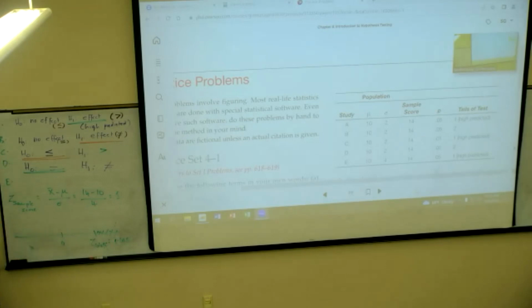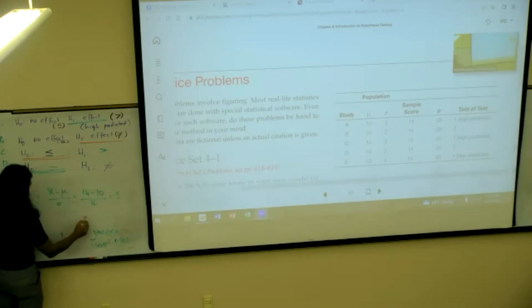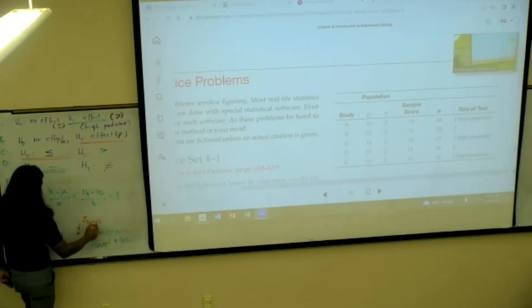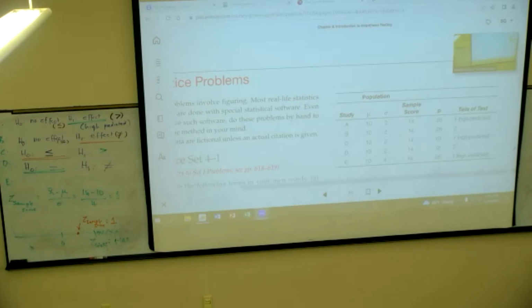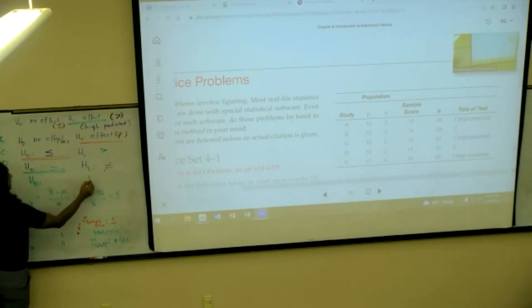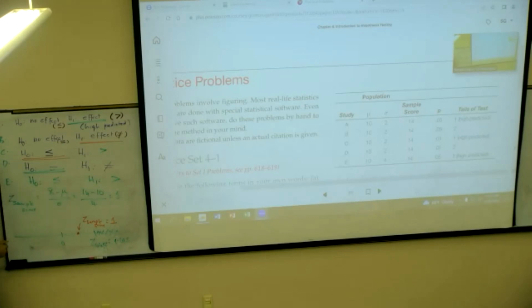The sample score? Somewhere here. It's just an arbitrary position, it doesn't matter. That's why I cut off those references in this chart. Did the sample score fall in the rejection region above the cutoff? It didn't. So I have H0, H1 greater than because high predicted, less than or equal to, no effect because I do not reject the null.